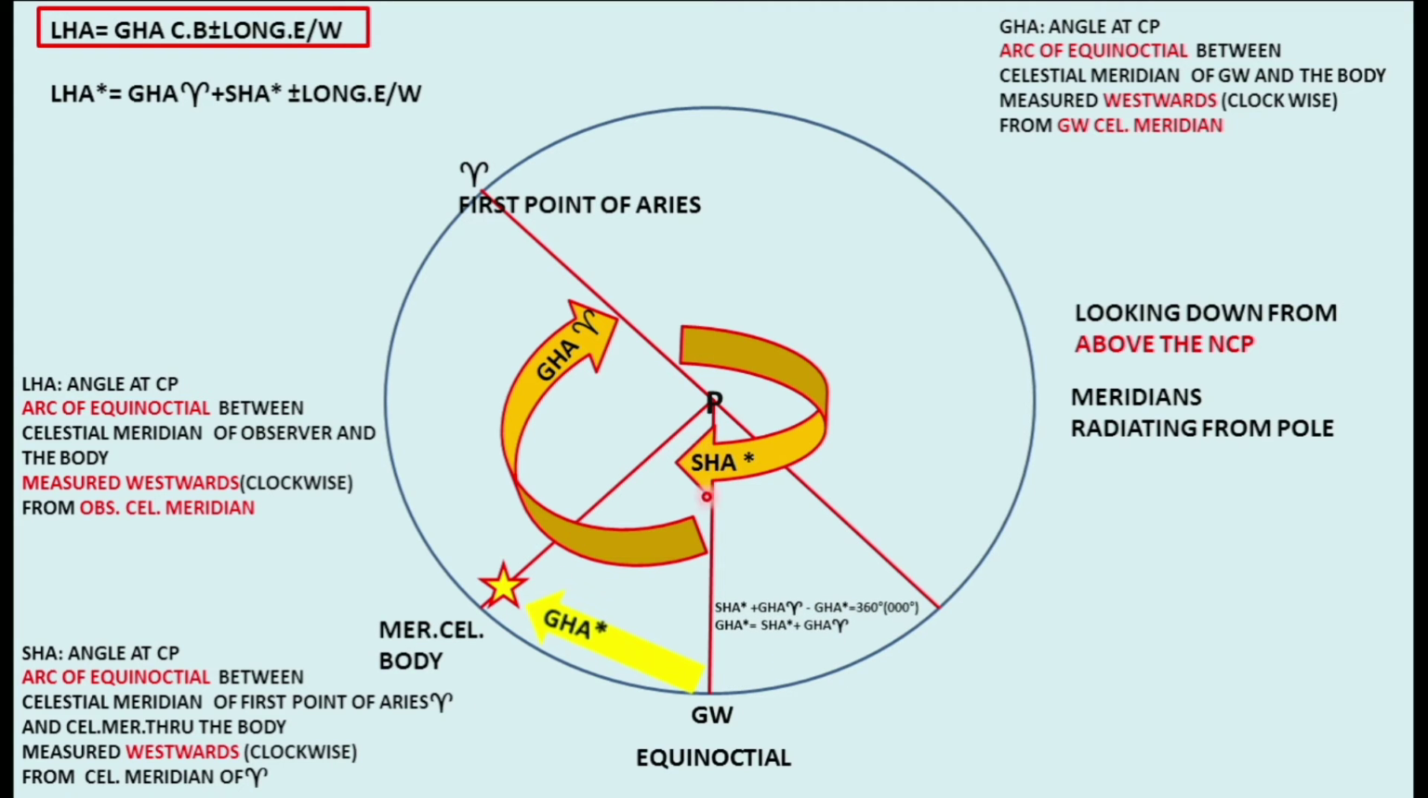Now SHA plus GHA Aries minus GHA star would be 360. As you can see, from here to here plus here to here is 360. This has been added up in GHA Aries. So if I subtract GHA star, it should be 360. And I come to the conclusion that GHA star is SHA plus GHA Aries. So GHA star is GHA Aries plus SHA star.